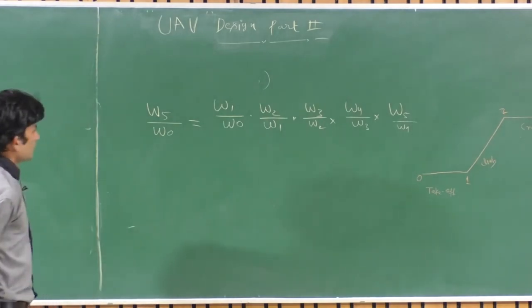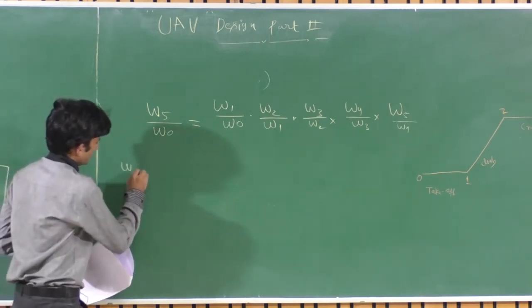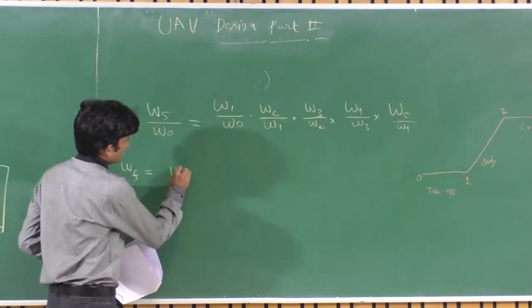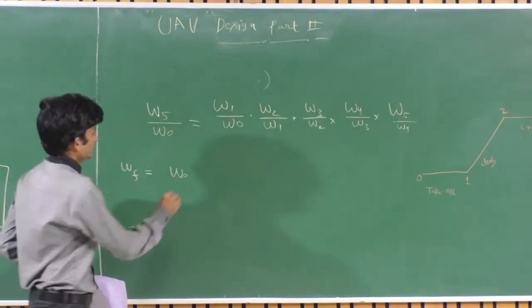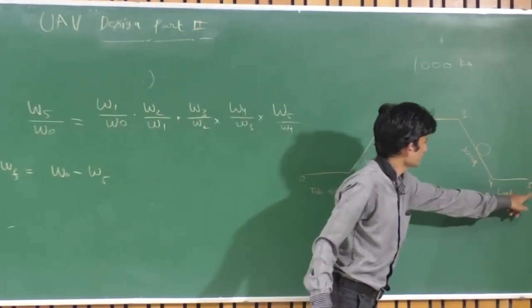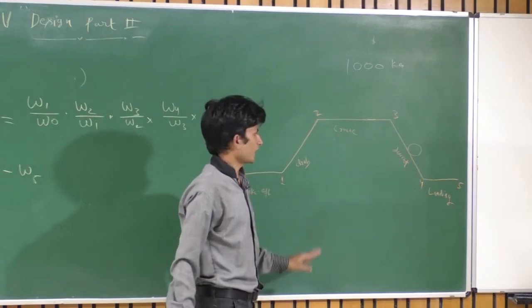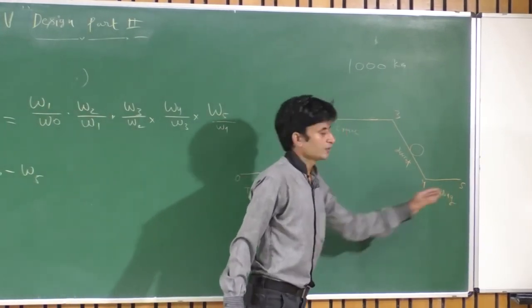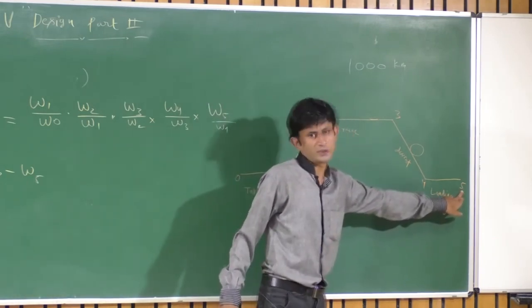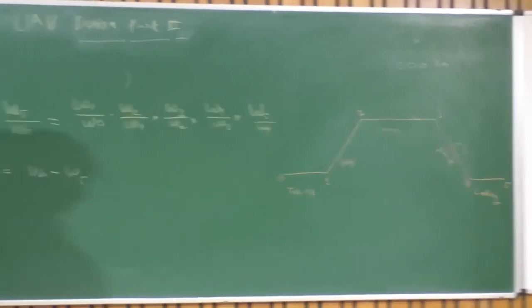And what will be the fuel weight? WF will be W0 if you consume all the fuel. If you consume all the fuel, you are starting from here and landing at this place, and you are saying that all fuel will get consumed. So at the end, what will you have? Here you have W0 weight, and here you have W5 weight, and all the fuel gets consumed, right? So you can write WF is nothing but W0 minus W5. You just subtract these two, okay?